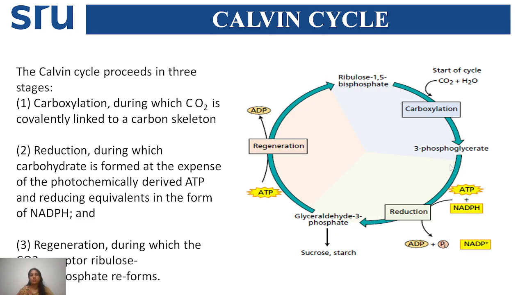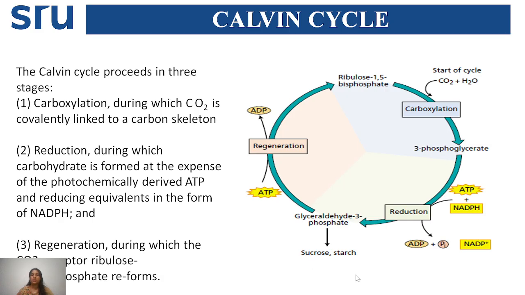Once 3-phosphoglycerate is produced, it will utilize ATP and NADPH. We already discussed that this ATP and NADPH is produced from the light reaction, the non-cyclic pathway. Utilizing this energy, 3-phosphoglycerate will undergo reduction and produce glyceraldehyde 3-phosphate. It is the reduced molecule. For example, if it goes for 6 carbon dioxide, 12 phosphoglycerate will be produced.